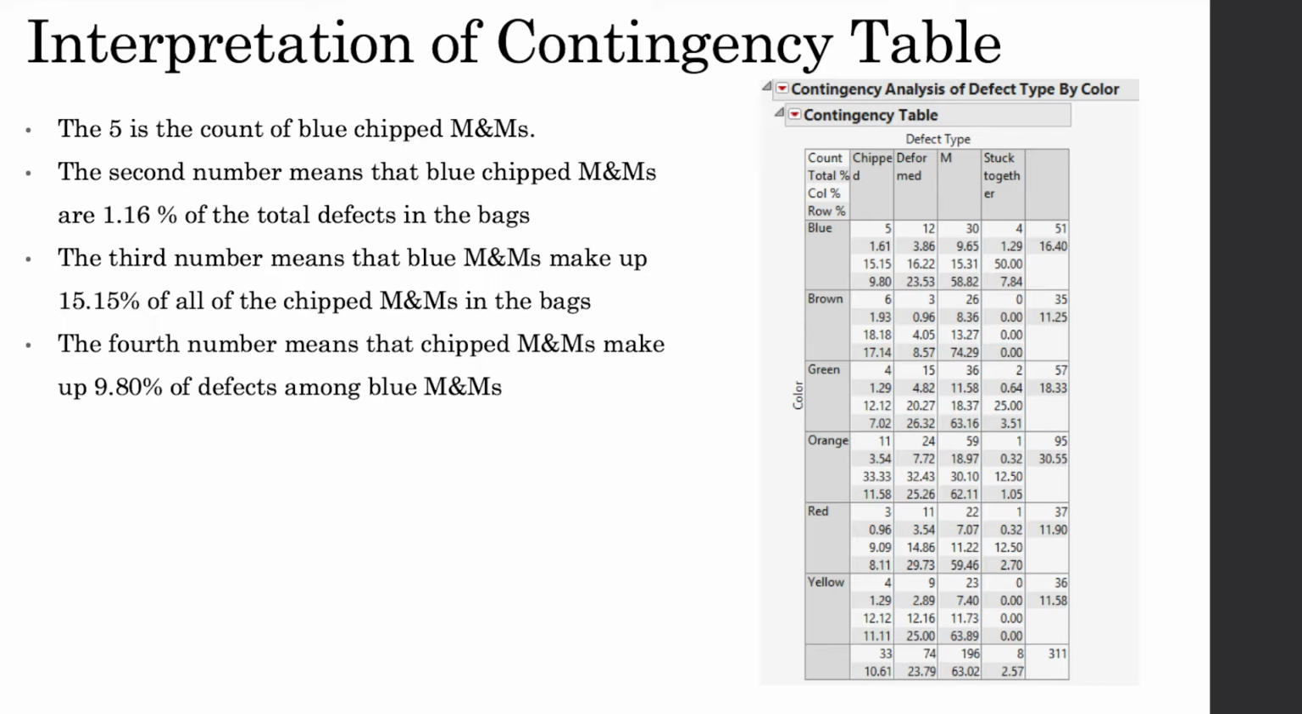And then the second number means that the blue chipped M&Ms are 1.16% of the total defects in the bag. The next number below that, the third, means that the blue M&Ms make up 15.15% of all the chipped M&Ms in the bag. And then finally, the fourth number means that the chipped M&Ms make up 9.8% of defects among blue M&Ms. So you have those 4 numbers for every combination of defect and color, and then their totals and their percentages along the edges of the table.